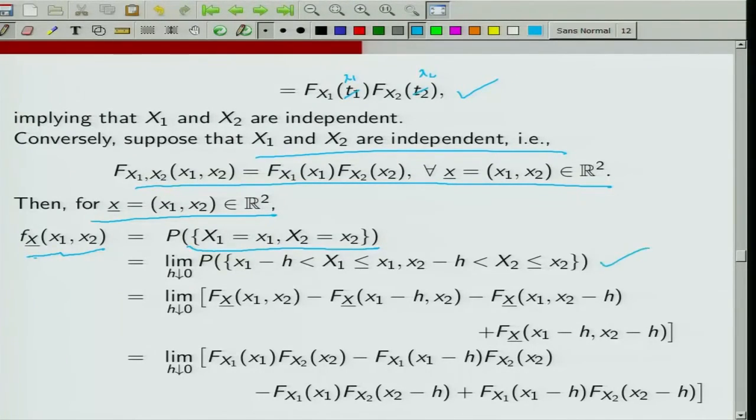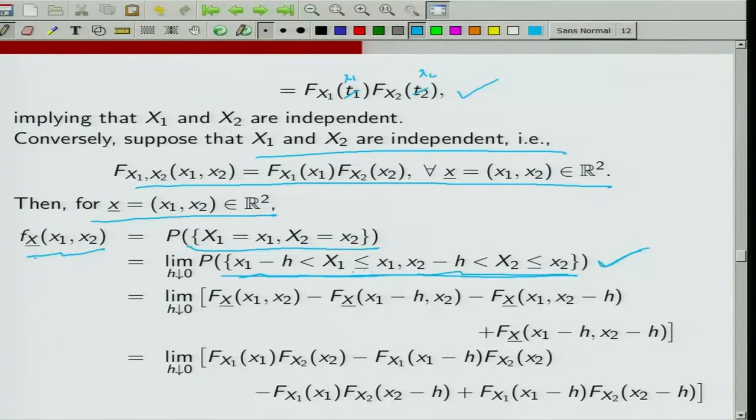By the standard technique which we have been using so far, using the continuity of probability, this is the same as the limit h going to 0 of the probability that X1 lies between x1 minus h and x1 and X2 lies between x2 minus h and x2. I can replace h by 1/n and take n going to infinity, then the intersection would become the probability X1 is equal to x1 and X2 is equal to x2. A standard argument which we have been using quite frequently. So, this is the same as this probability.